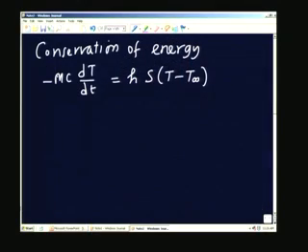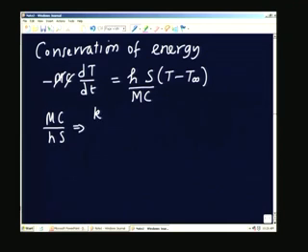What I will do is remove this mc from here, take it to the denominator, and look at this mc by Hs. This is the mass specific heat product. Let us look at the unit of this quantity. This will be kilogram, this will be joules per kilogram Kelvin, divided by h, which is watts per square meter Kelvin.